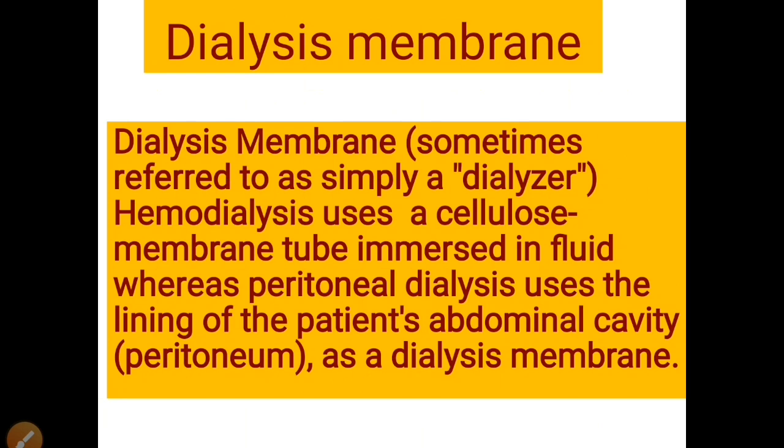We will discuss different important parts of the dialysis machine. Among them, the dialysis membrane is one, and we have already learned about the dialyzer. The dialysis membrane is actually used in the dialyzer in hemodialysis. On the other hand, in peritoneal dialysis, we use the lining of the patient's abdominal cavity as a dialysis membrane.